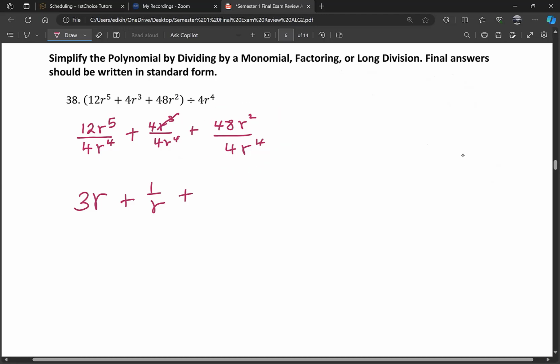48 divided by 4, that's going to be a 12. We have 2 r's up here and 4 r's down here, which means the 2 r's up top can cancel the 2 r's on the bottom. So you'd have, oh, I forgot, you'd have a 12 over r squared.